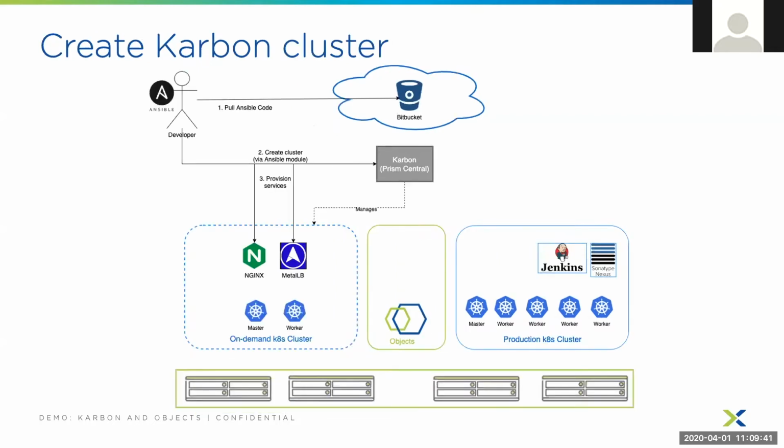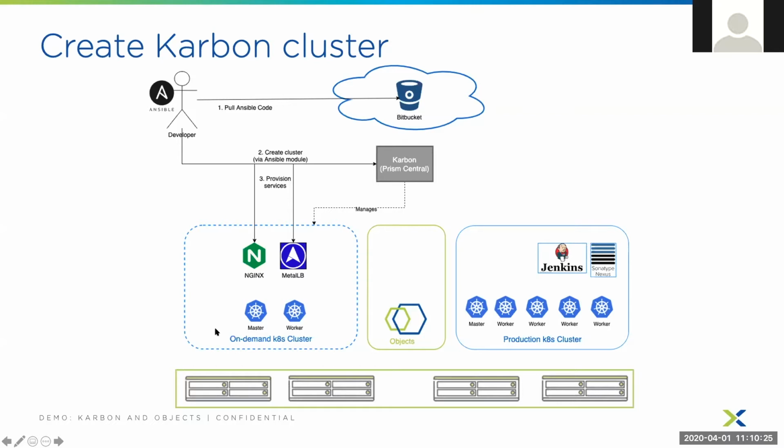Now, the first step is that we need to create a Karbon cluster. Of course, the Karbon cluster needs to be deployed via Ansible. So the first step from a developer point of view is that he would pull the Ansible code from the Bitbucket, and that he can give his configuration, for example, on which Nutanix cluster it needs to be provisioned, how many worker nodes you want, etc. If the configuration has been created, the cluster can be created via the Ansible module, and the Ansible module will talk to Prism Central, and it will create the Karbon cluster for you.